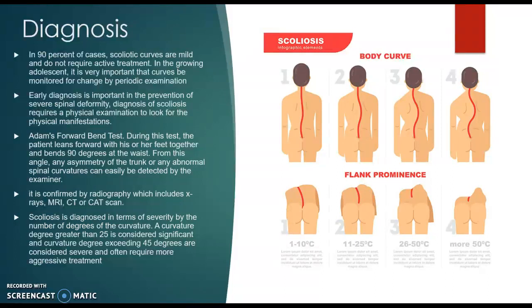Scoliosis is diagnosed in terms of severity by the number of degrees of the curvature. A curvature greater than 25 is considered significant, and curvature degrees exceeding 45 are considered more severe and often require more aggressive treatment.